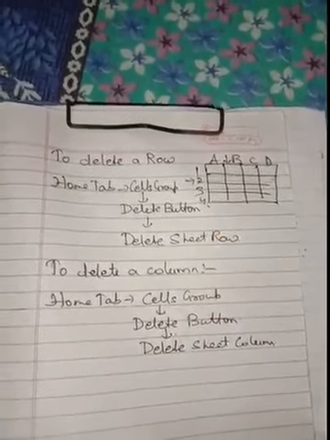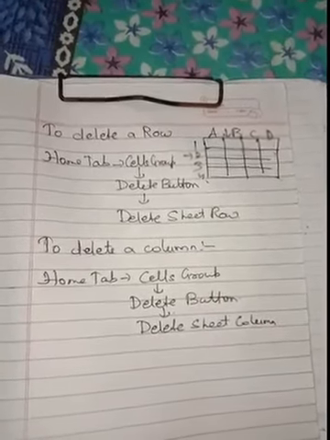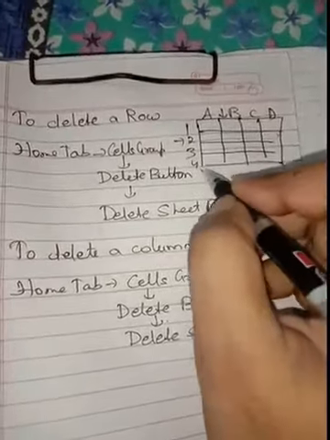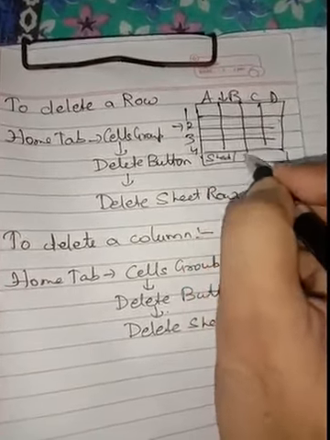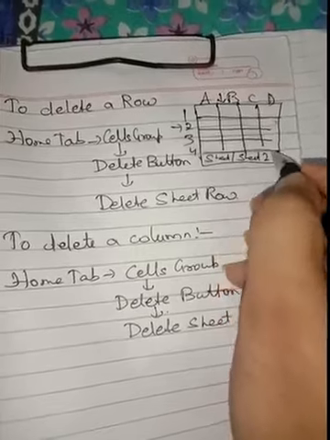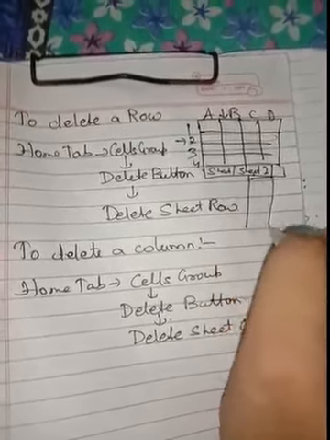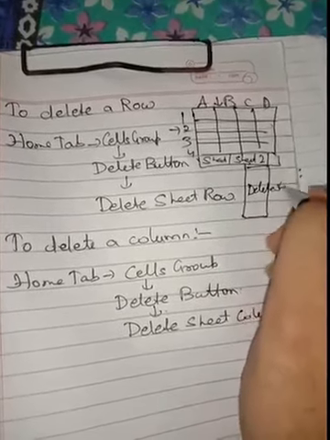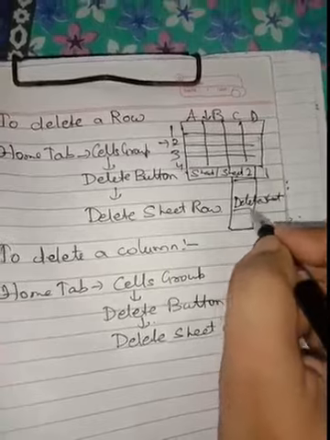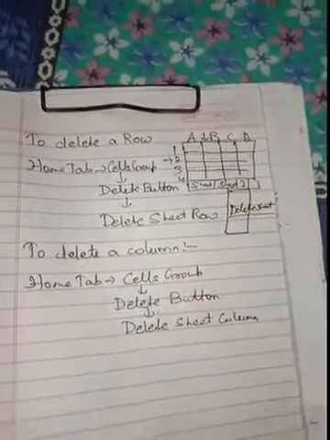Now, in order to delete a sheet, as I have already told you, in the status bar we have the options Sheet 1, Sheet 2. The simplest way is to right click on any of the sheets. As soon as you right click, a pop-up menu will appear and the Delete option will be available. As soon as you click on Delete, the sheet on which you have right clicked will get erased.